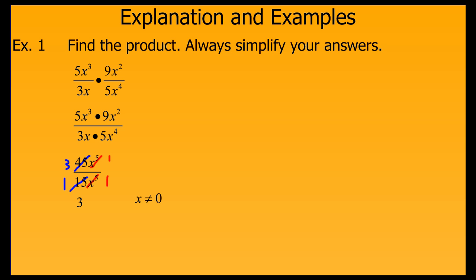Our excluded value is 0, since if x was equal to 0, then our original denominator would also be equal to 0, and dividing by 0 is not defined.